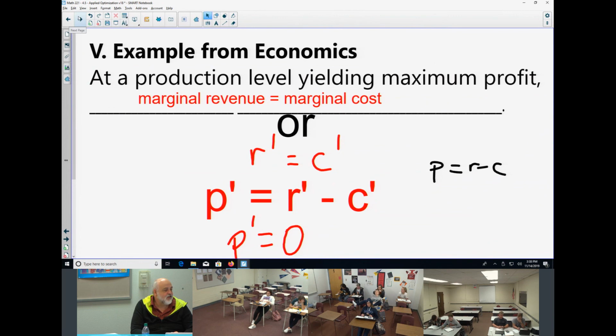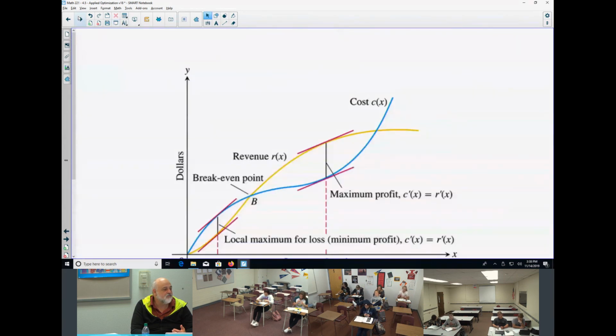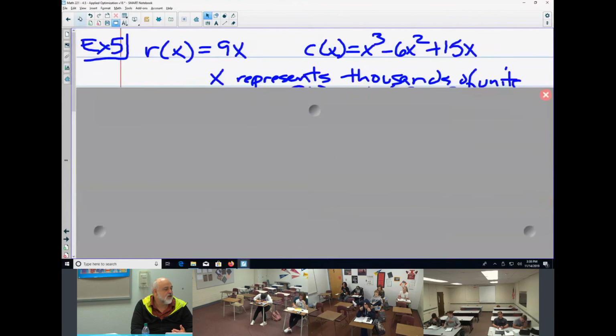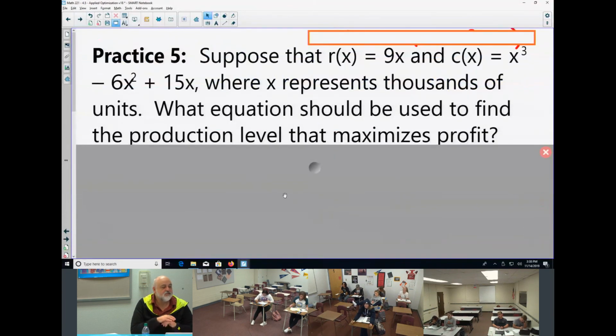So if the marginal profit is 0, you're already at the max profit. All right, let's just set up practice 5, and then I want you to solve it. Whatever we don't finish, I want you to finish before class Monday. So suppose that R of x equals 9x. That's the revenue function. C of x equals x cubed minus 6x squared plus 15x, where x represents thousands of units. What equation should be used to find the production level that maximizes profit?